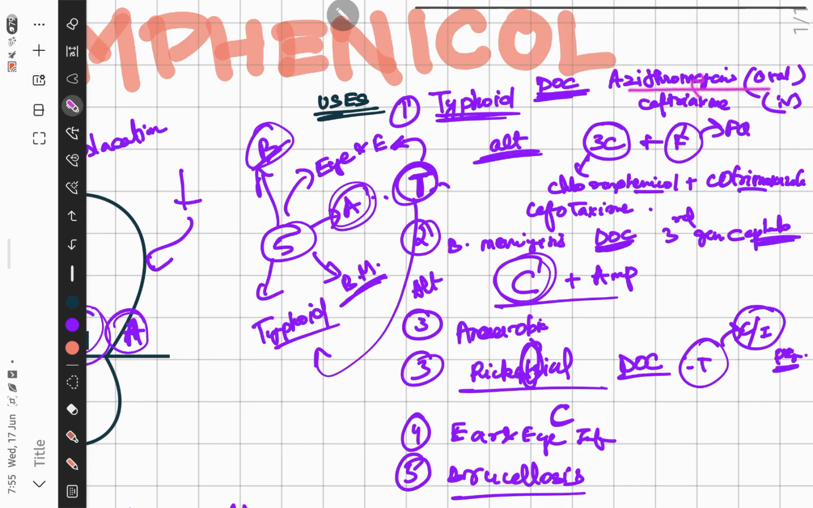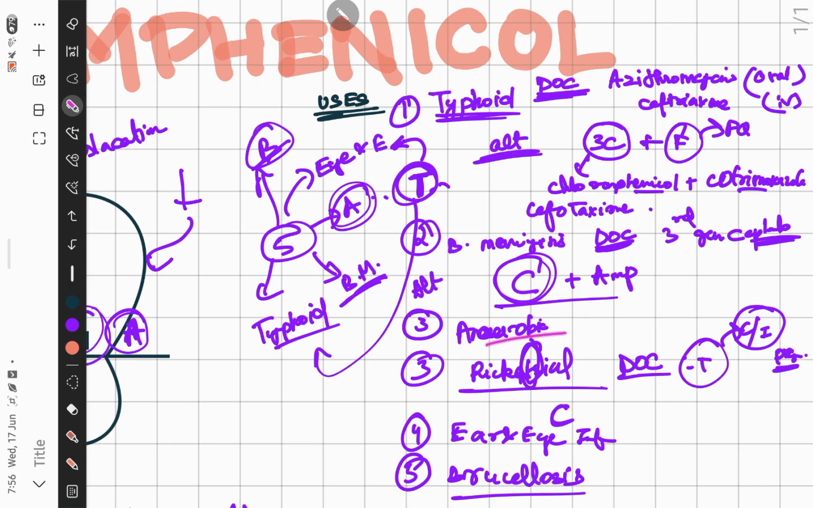Typhoid, the drug of choice is azithromycin and ceftriaxone, but the alternatives you remember as 3C and 1F, because if fluoroquinolones is asked, you can write one of the uses as typhoid. So you learn here itself what drugs can be used as alternatives, that is 3C and 1F. F is fluoroquinolones. The 3C are chloramphenicol, cotrimoxazole and cefotaxime. For bacterial meningitis, the drug of choice is third generation cephalosporin, but alternatively you can use chloramphenicol and ampicillin.